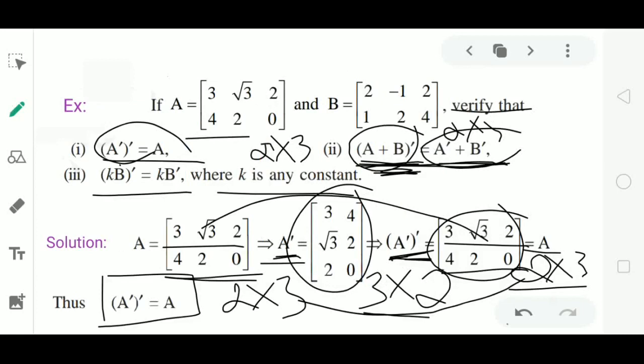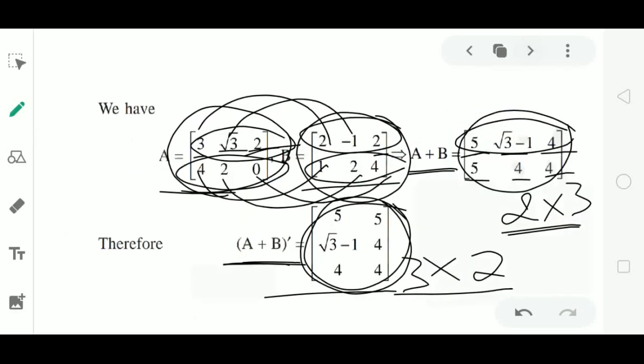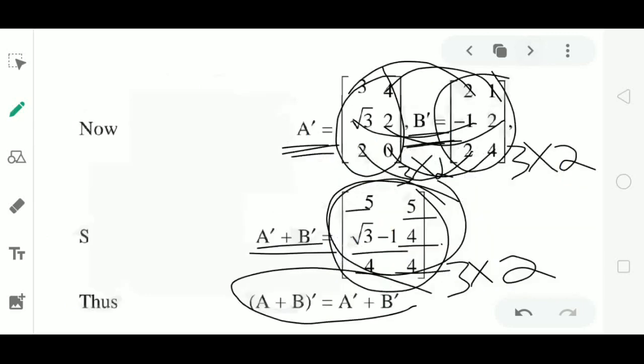Next, for the third one, first let us find the LHS, that is (kB)'. To find this (kB)', first we have to find the matrix kB. Here k is a constant. kB will be obtained by multiplying the constant k to each of the elements of matrix B. Observe here.